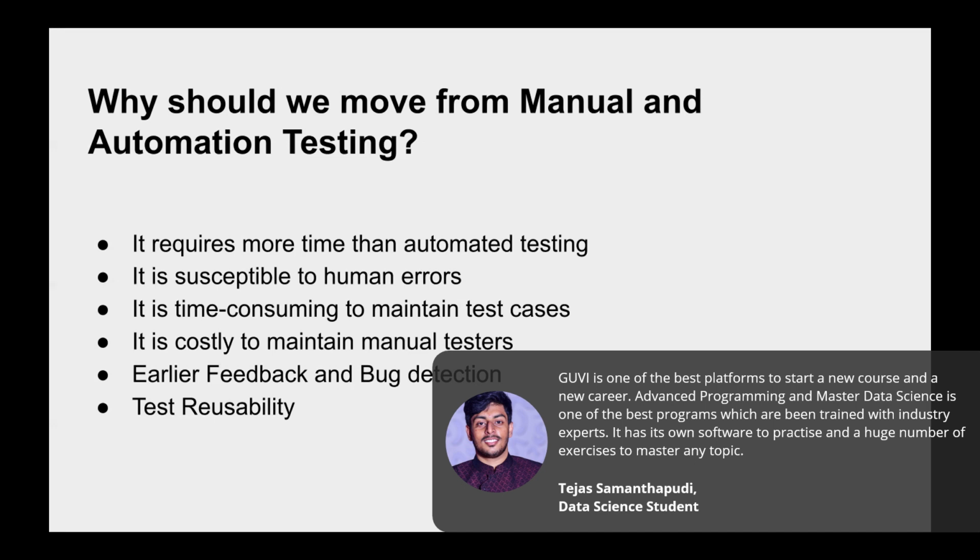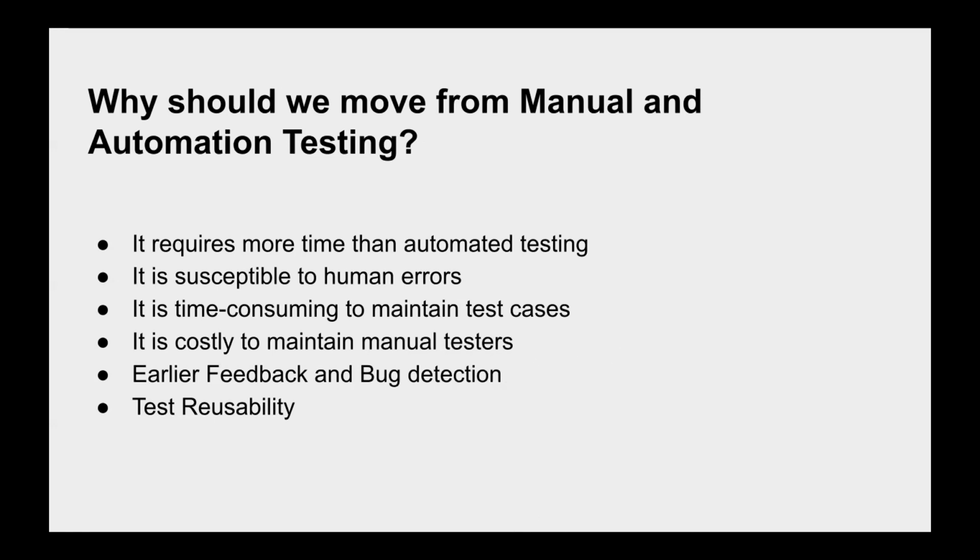Then human errors. We are humans, and we tend to make errors. So we design a script. Machines or scripts don't make errors. We give the intelligence to the script, and they do what that particular script should do. They won't deviate. But we humans have several distractions.